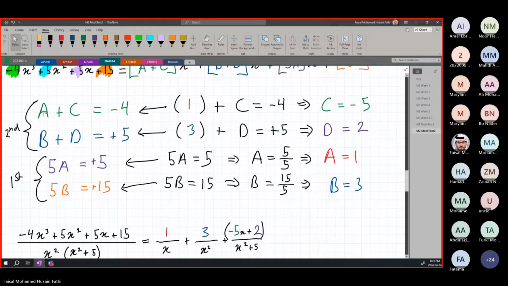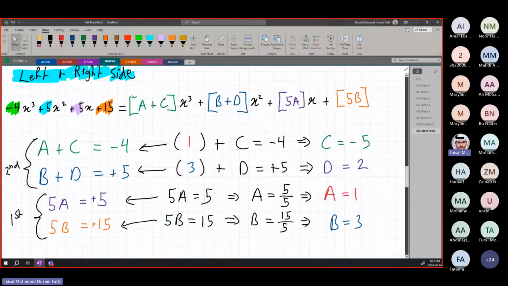So a plus c is my coefficient for x cubed on the right. It has to be equal to my coefficient on the left, which is -4. Same thing with b plus d, same thing with 5a, and same thing with 5b. We will look at the simpler ones that we can solve. There is always going to be at least one that is simple. And if you can solve that simple one, then you can find out the rest by just doing substitution.